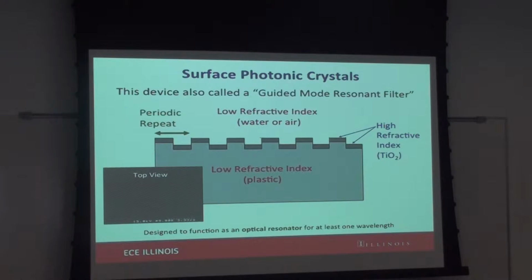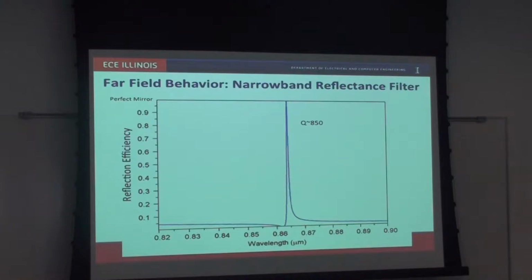A photonic crystal is different from an ordinary diffraction grating in that we design it to act as what we call an optical resonator, where the structure is designed to interact very strongly with a very specific band of wavelengths. By choosing the period of the photonic crystal, the refractive index of the plastic material and of the titanium oxide material, and the thickness of the titanium oxide, we can engineer the structure to have a nearly perfect reflection at only a narrow band of wavelengths.